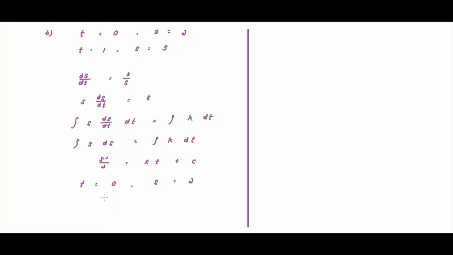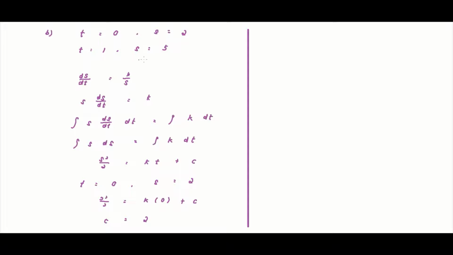Now we can substitute. So you have 2 squared over 2 equal to k times 0 plus c. So from here you can get your first constant, c equals 2. Alright, so now we can move on to the second part. Don't forget you still have a k here.